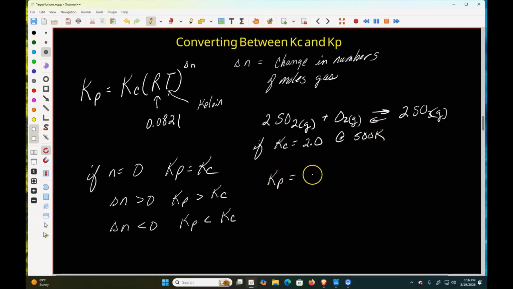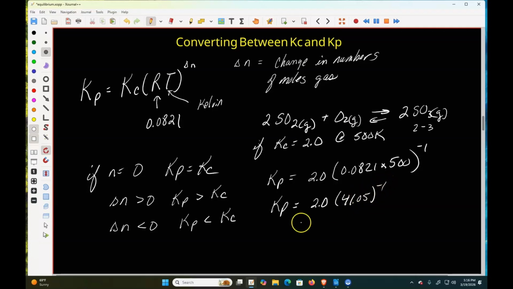Kp will equal 2.0 times 0.0821 times 500 raised to the power of, okay, so here I have 2 minus 3, so that's going to be a negative first power. So Kp is equal to 2.0 times 41.05 to the negative first power. So Kp would equal 0.049.